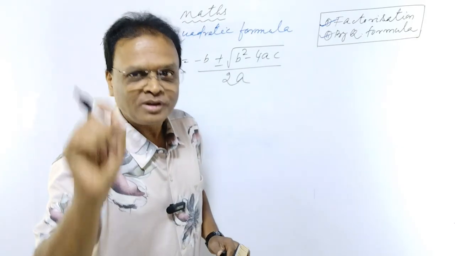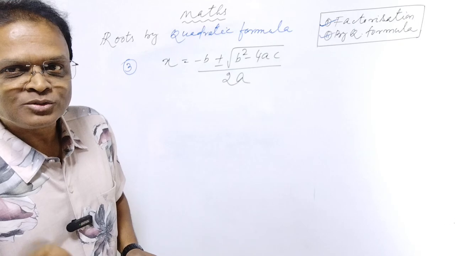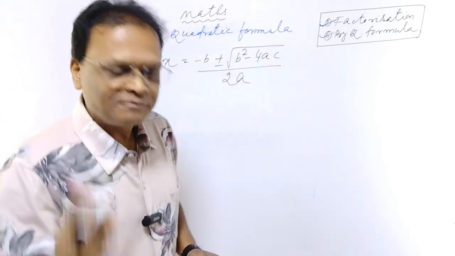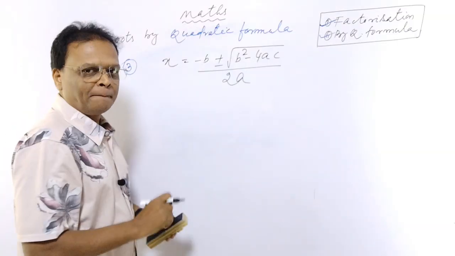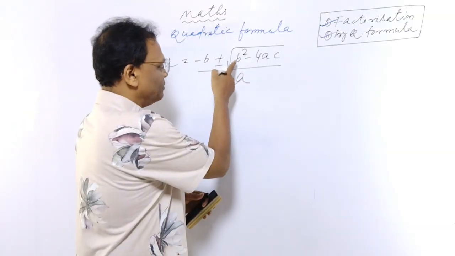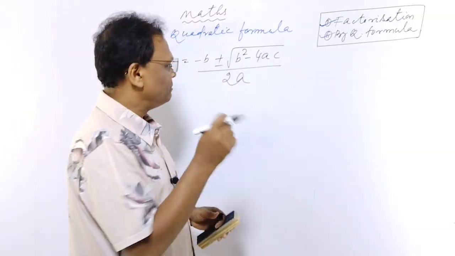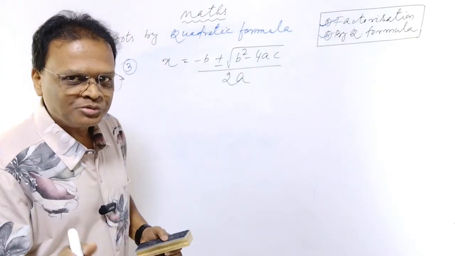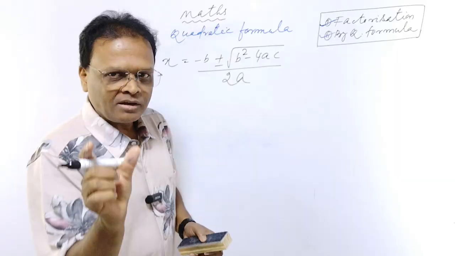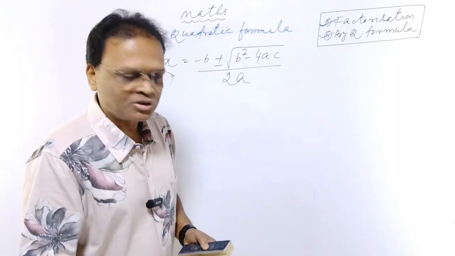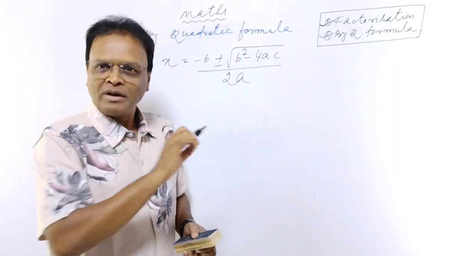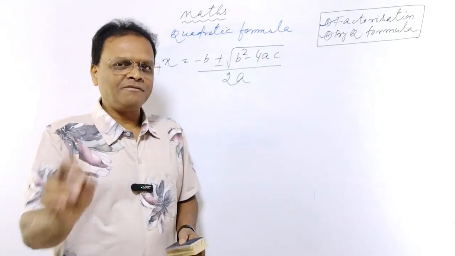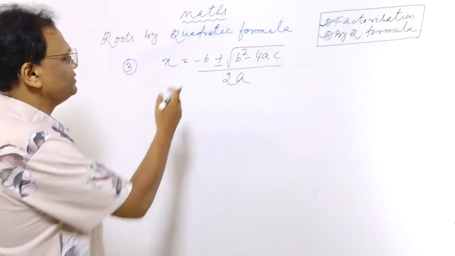Try to remember this formula, and this formula is known as quadratic formula. Minus b plus or minus root over b square minus 4ac by 2a. Again I repeat, where to use it: if splitting of the middle term is impossible, or if it is only given, find the roots of the following quadratic equation. If the word factorization is not there, in that case we have to use it.